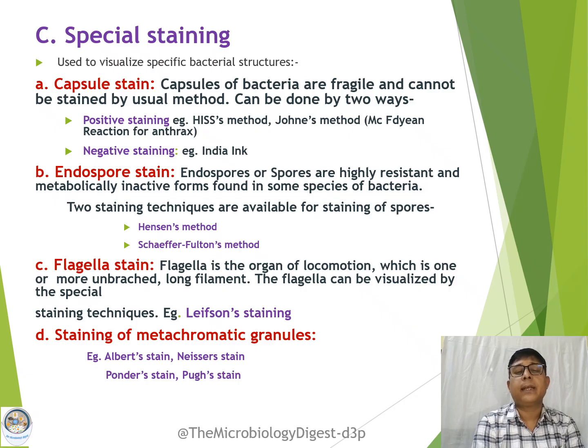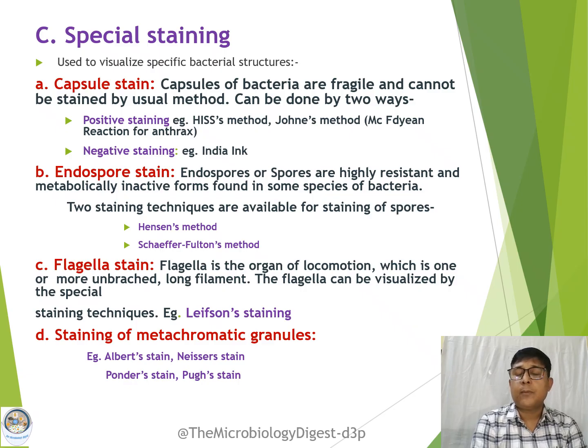Then the third type of stain is the flagellar stain. As we all know, flagella are the organ of locomotion in bacteria. When we want to visualize the flagella to identify whether it is a motile or non-motile bacterium, we have to go for a specific staining technique called the Leifson staining technique. So the Leifson technique is for flagellar staining.